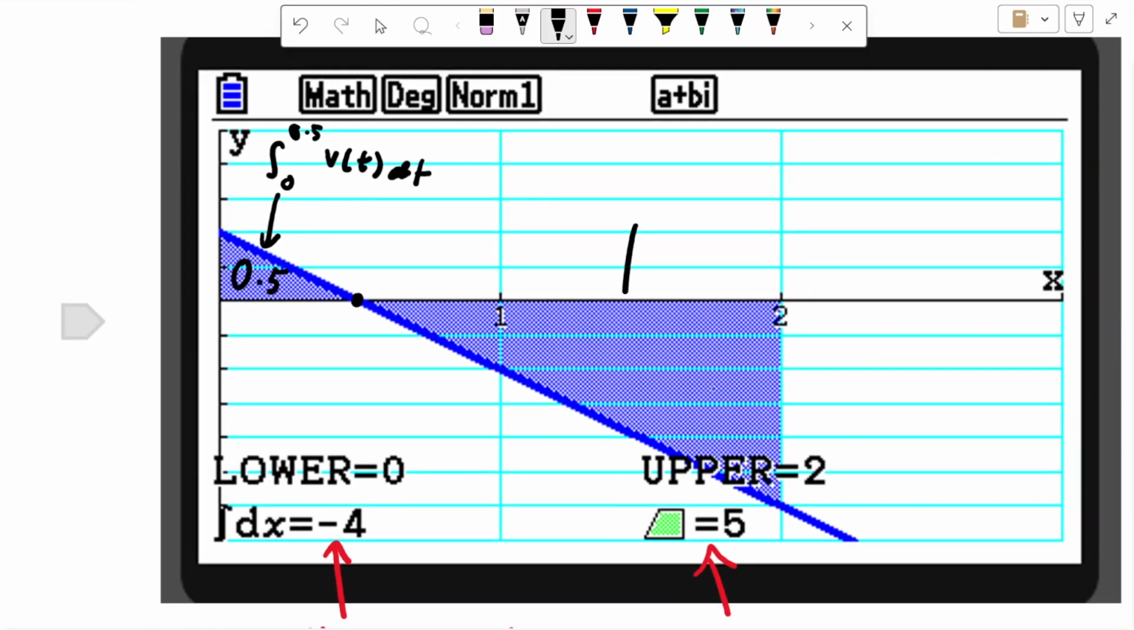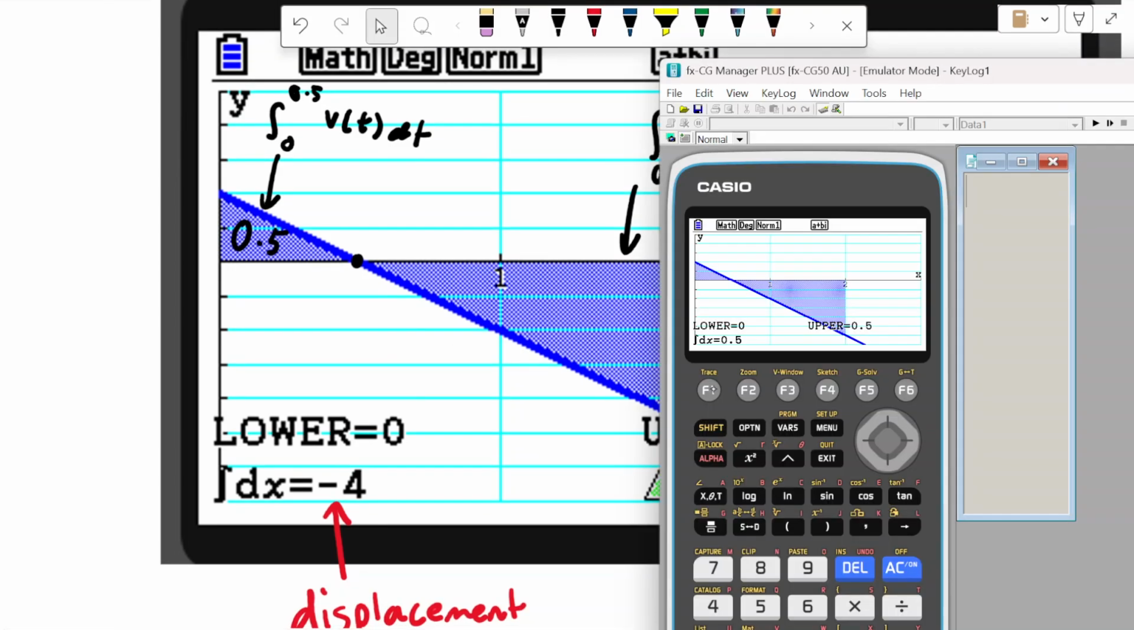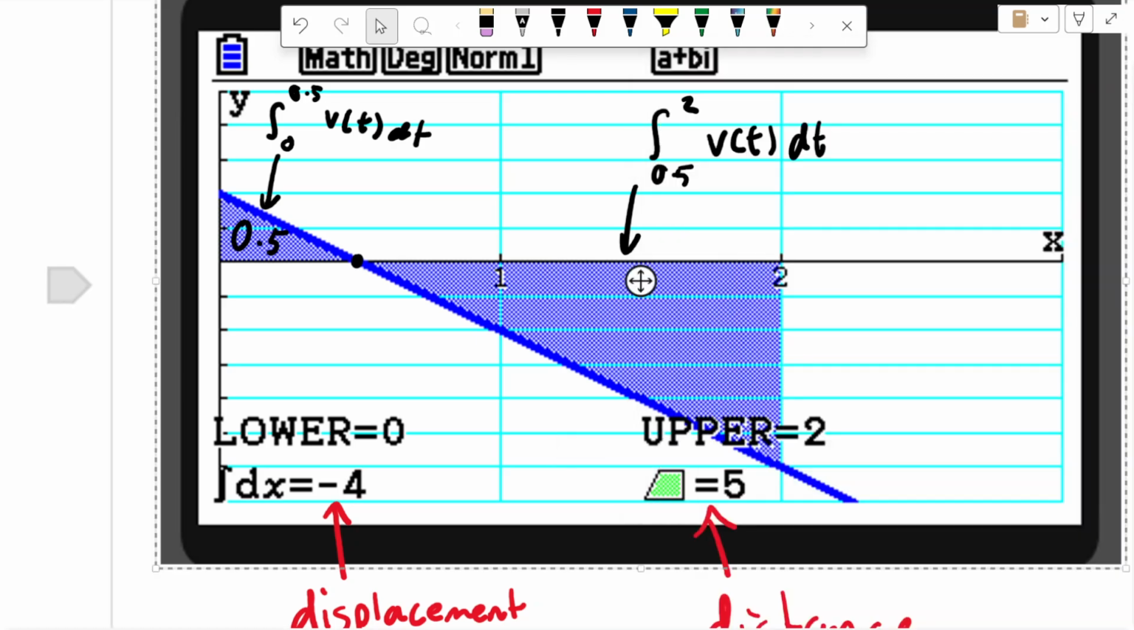And that is the integral from 0.5 to 2 of the velocity function. So that integral there, we can work it out. Shift G-solve across to integral. There we go. 0.5 is the lower, 2 is the upper. Minus 4.5.